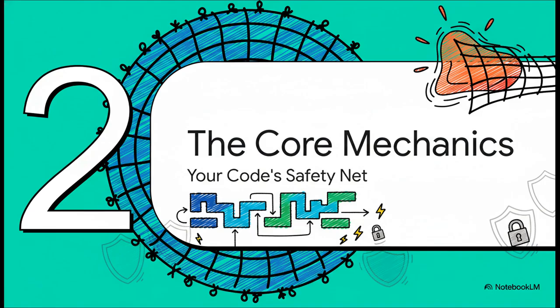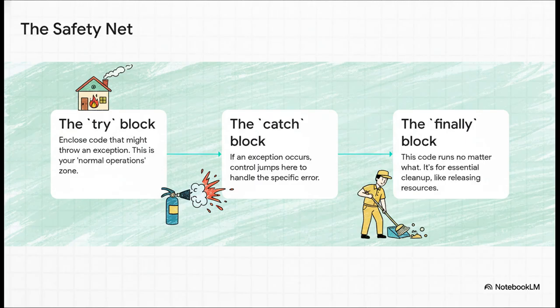So to deal with that alarm, pretty much every modern language gives us a standard set of tools. You can think of this as your code's safety net, designed to catch these problems before they take down the whole show. This whole process is a lot like a fire safety plan. The try block, that's you doing your normal day-to-day work. The catch block is your fire extinguisher. It's built to handle a very specific kind of problem. And the finally block, that's the cleanup crew. No matter what happened, fire or no fire, they come in at the end to make sure essential things like closing a file or a database connection get done.